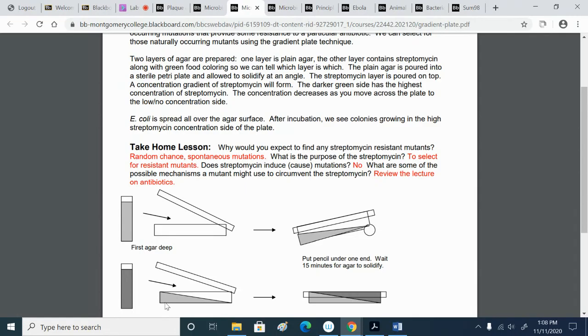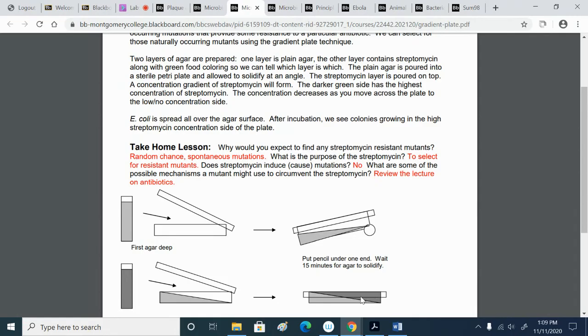Then you take the second melted agar deep, and you add your streptomycin solution to that. We put green food coloring in the streptomycin solution so we know where the streptomycin is. You pour your streptomycin agar on top of the first layer, so you create this double layer plate, 1 green layer and 1 plain layer. On this end here, you see where it's all just the green streptomycin agar, that's where the highest concentration is.